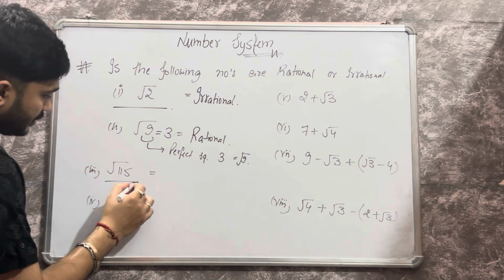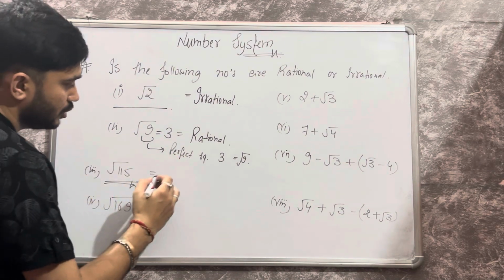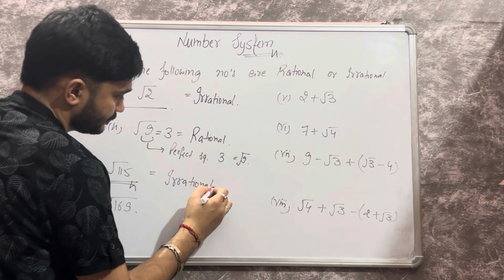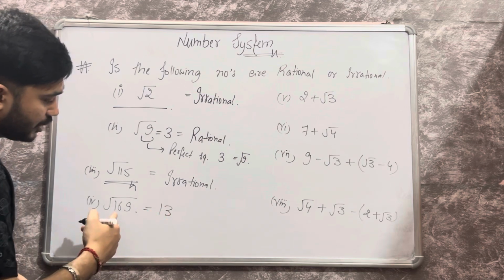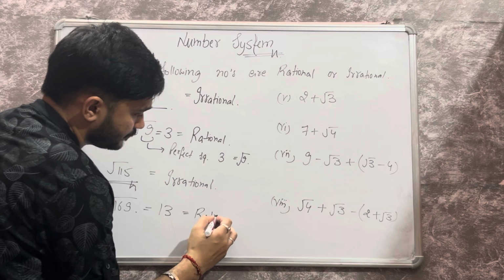Now let us see here. Is 115 a perfect square? The answer is no. So this number is an irrational number. Now under root 169 is the square of 13. So it is also a rational number.